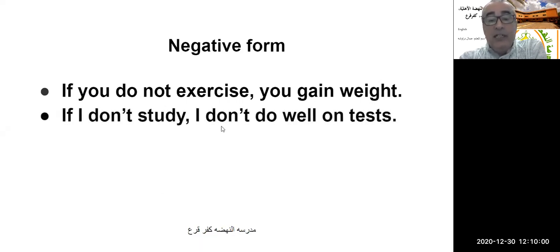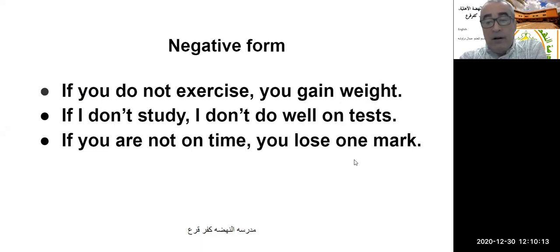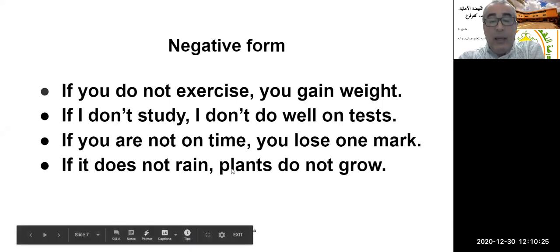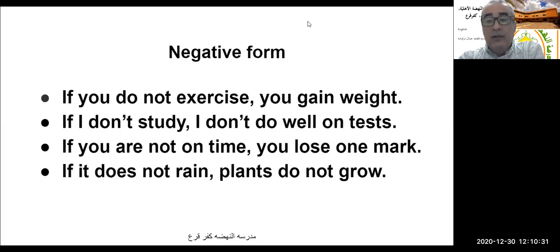If I don't study, I don't do well on tests. Pay attention to don't before the present simple, the base form. If you are not on time, you lose 1 mark. If it doesn't rain, here we use the negative form doesn't because we have the pronoun it. If it doesn't rain, plants do not grow.